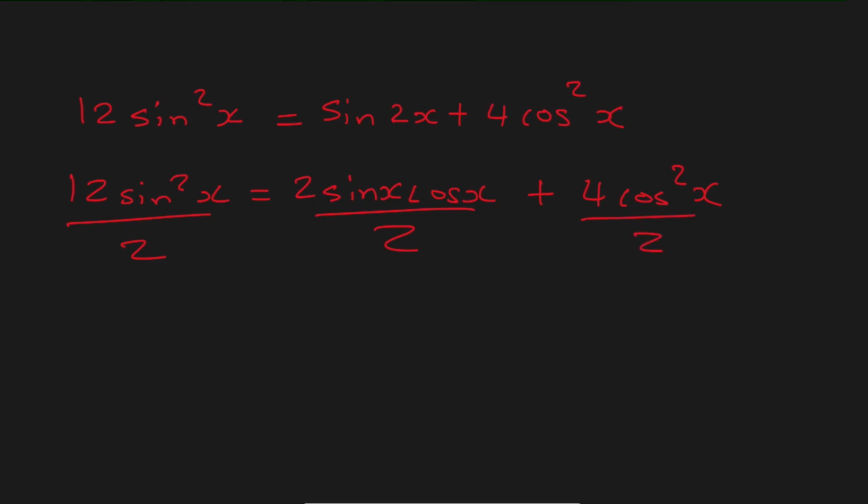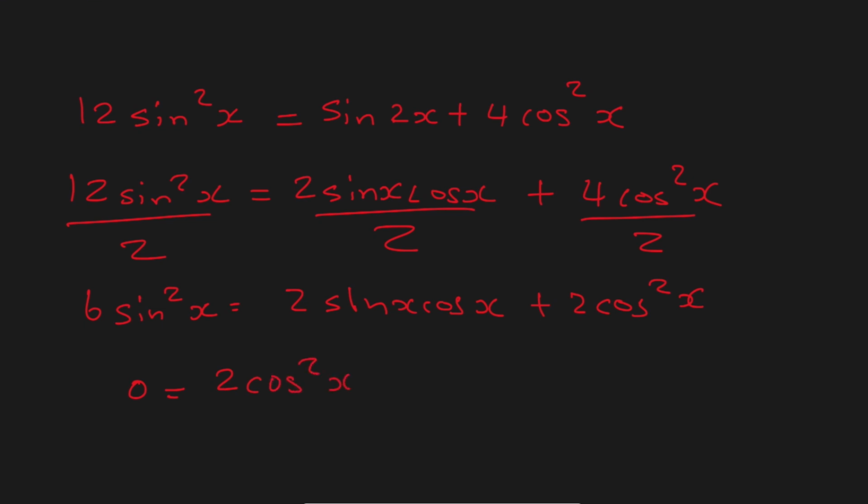So if we divide everything by 2, we have 6 sine squared x, and then we have 2 sine x cos x, and then we have 2 cos squared x. Okay, so now when I factorize the trinomial, I would like to start with the cos squared that has a prime number as a coefficient. That is going to be much easier for me to solve. So I'm going to transpose this to the other side, so on the other side I'm going to have 0, and on this side I will start with the 2 cos squared x, since I like to work with prime numbers.